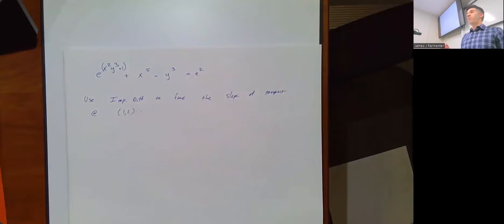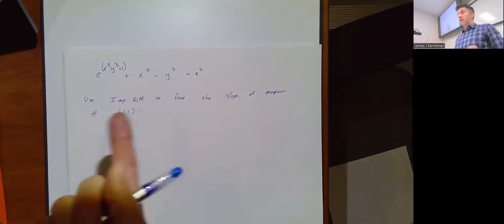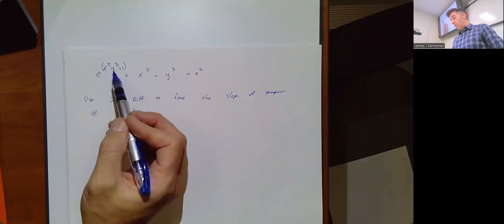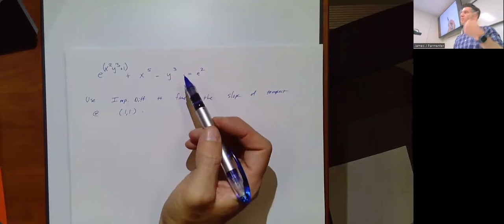Not that it is super important, but I will point out (1, 1) is a solution to this equation. You don't need to see that or know that, but if you plug in 1 for x and 1 for y, this left side does equal the right side. Right here, I get e to the 1 times 1 plus 1, which is e squared, plus 1 minus 1 equals e squared. Oh yeah, that checks out.